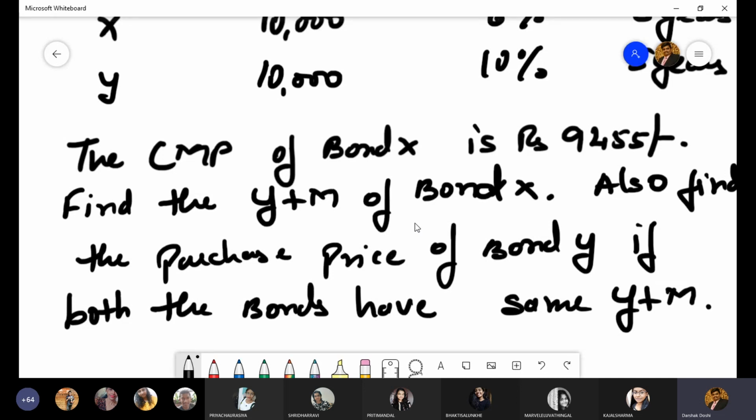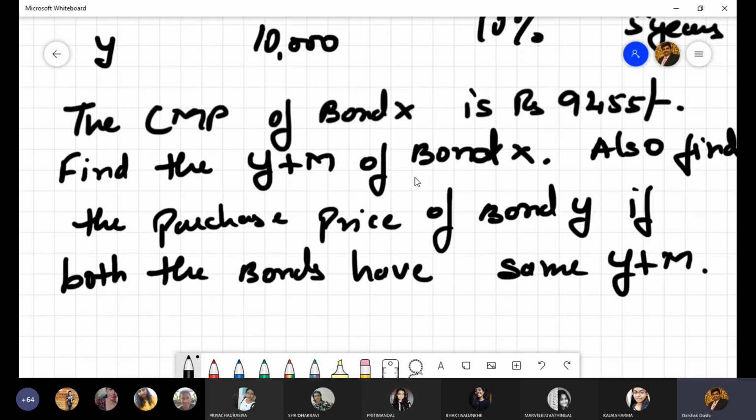In relation to the second part of the question, which is asking you to find out purchase price of bond Y, they are giving a relation between bond X and bond Y, which is they have same YTM. So in the given formula of YTM, we can put the YTM and find out purchase price, because that is the only thing which is missing in the formula. So first find out the YTM of bond X.